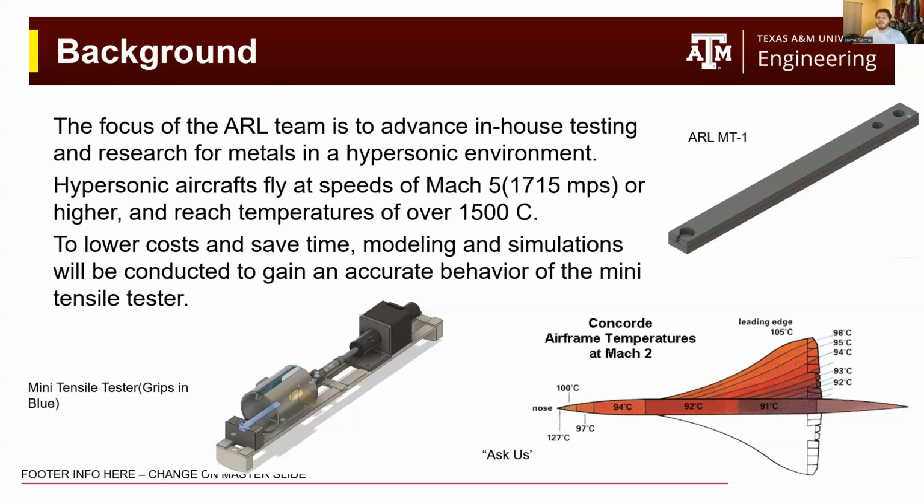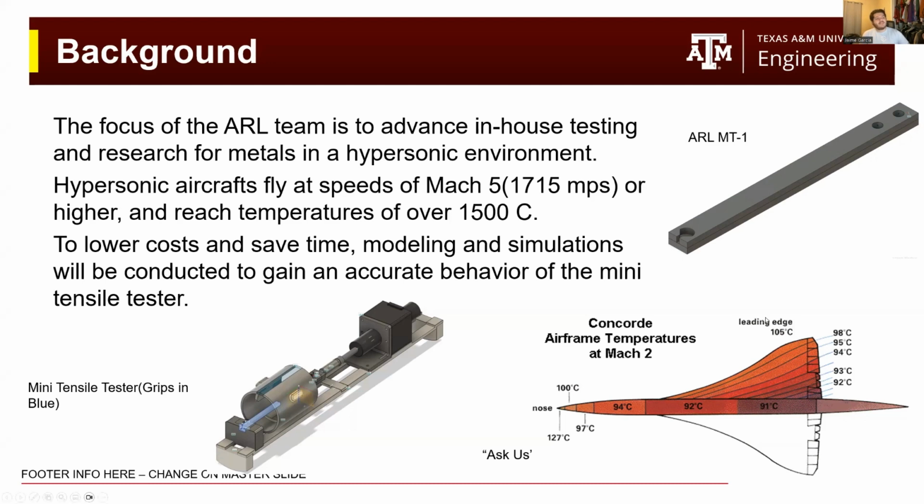The focus of the aerial team is to advance in-house testing and research for metals in a hypersonic environment. Hypersonic aircraft are aircrafts that fly at speeds of Mach 5, which is approximately 1,715 meters per second, or higher. And at these speeds, the aircraft will reach temperatures of easily over 1,500 degrees Celsius in the leading edges. Most of the heat is in the leading edges of the aircraft.